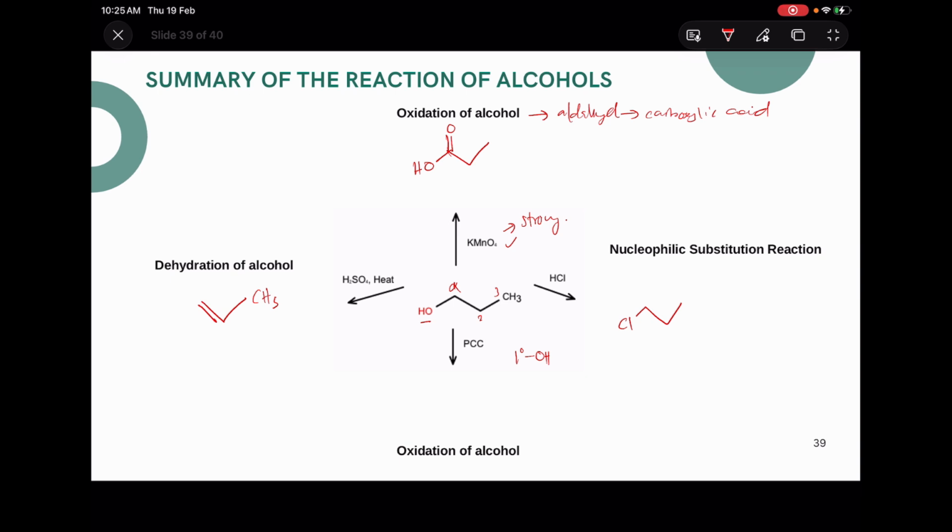Meanwhile, when it reacts with PCC, which is the weak oxidizing agent, it will oxidize alcohol to aldehyde only, and stop at aldehyde. So for the structure of the product, you will get C double bond O and H. This is the indication for the functional group of the aldehyde, C double bond O H. That's how you get the product.